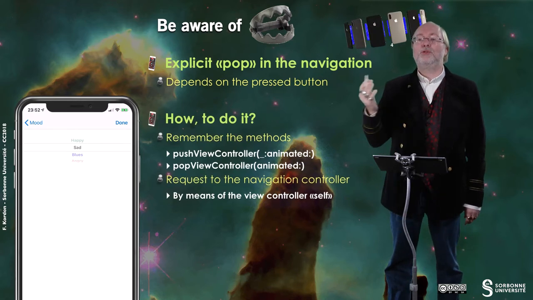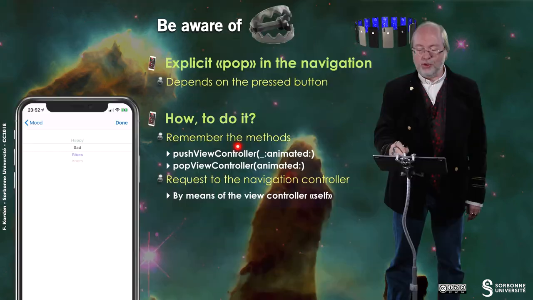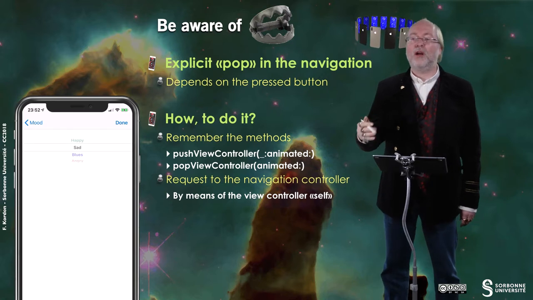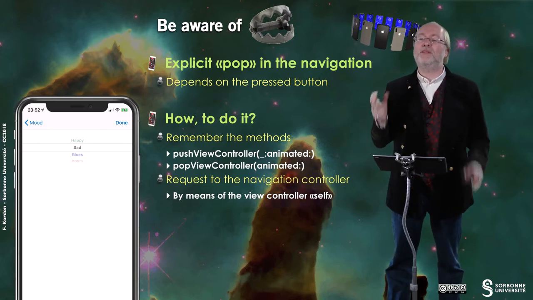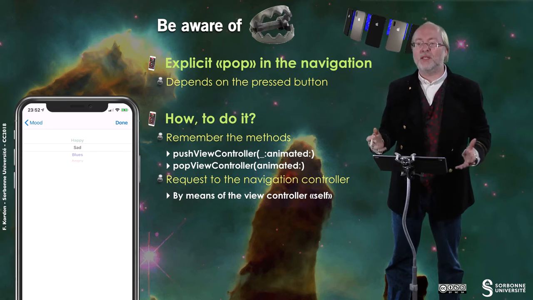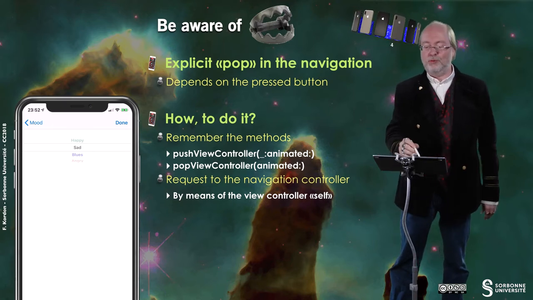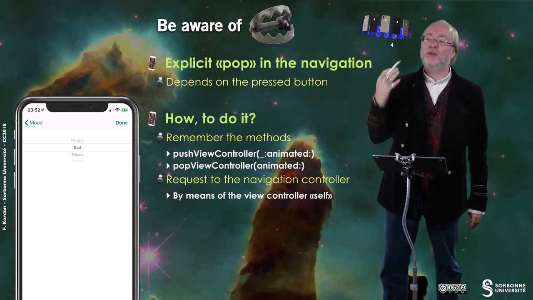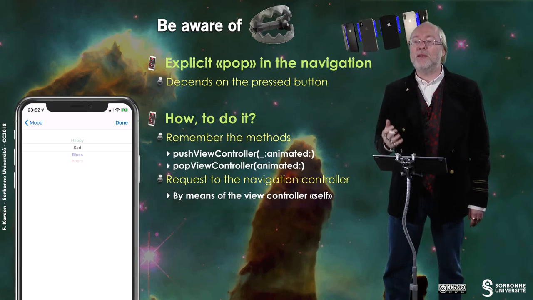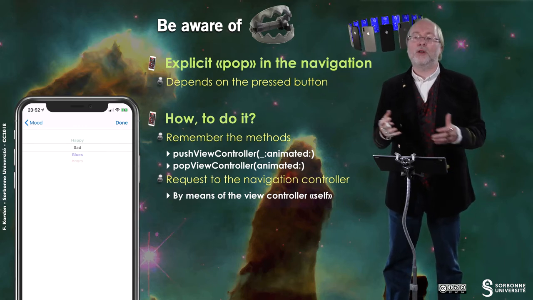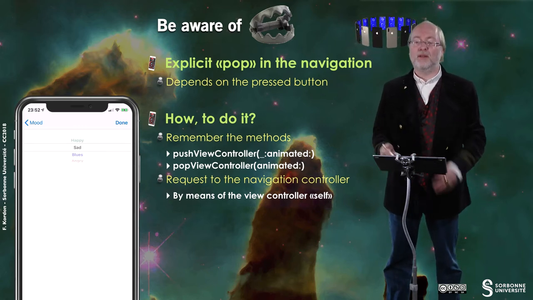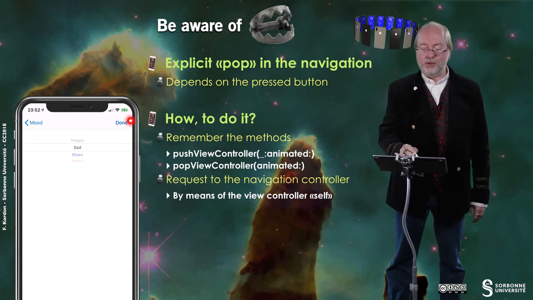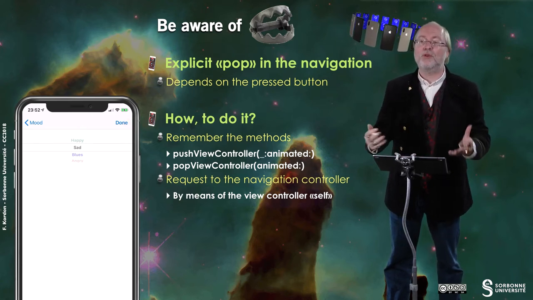To do it, you will have to remember, I already mentioned that to you a few videos ago, that you have of course pushViewController:animated: etc. But you also have a method that is rarely used, but it will be used in that specific case, which is popViewController. So when you press this button, you will activate the method popViewController. And the request to the navigation controller can be done by means of the view controller self. Okay. So in fact, it's very easy because you are in a situation where you can do it.